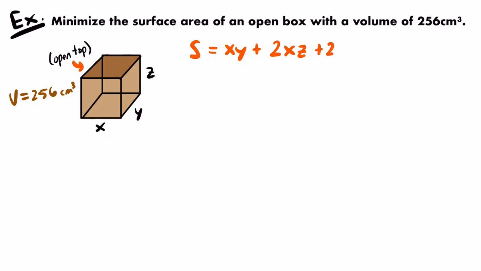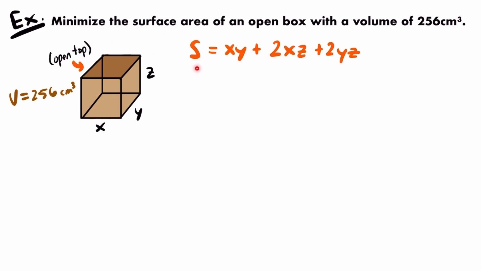Okay, so we'll add in 2 times y times z. And that will account for the surface area of the entire box, but of course not including a top face because the box is open. So that's going to be our main equation. This is what we want to optimize, right? We want to minimize the surface area.